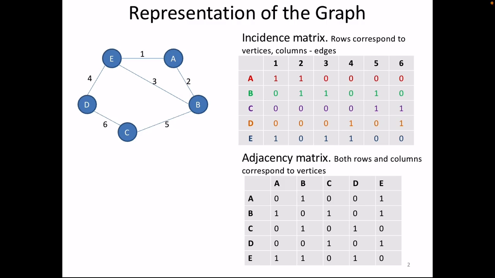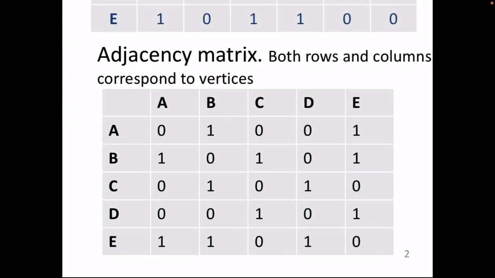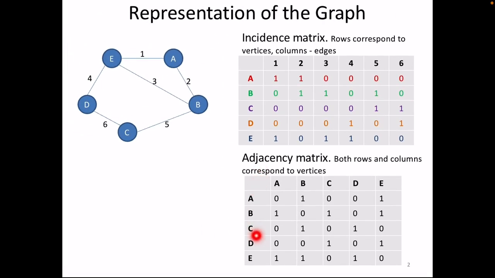Now we have the adjacency matrix, and this matrix has vertices A, B, C, D, E both in columns and in rows. If the vertex in rows is connected to the vertex in columns, then we have 1.